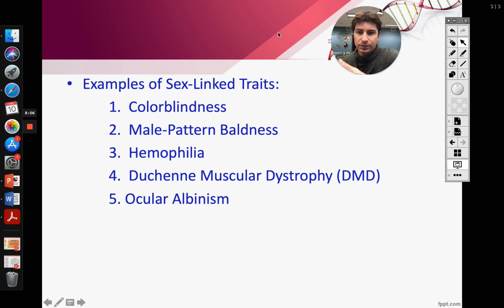Color blindness, that's on the X. Male pattern baldness, you know, when guys get that ring where it's all bald up here, that's male pattern baldness. Hemophilia. Hemophilia is when you do not have thrombocytes in your blood. You're like, what's a thrombocyte? That's when you don't have platelets in your blood. That didn't help. All right, so thrombocytes or platelets, these are things that clot your blood.